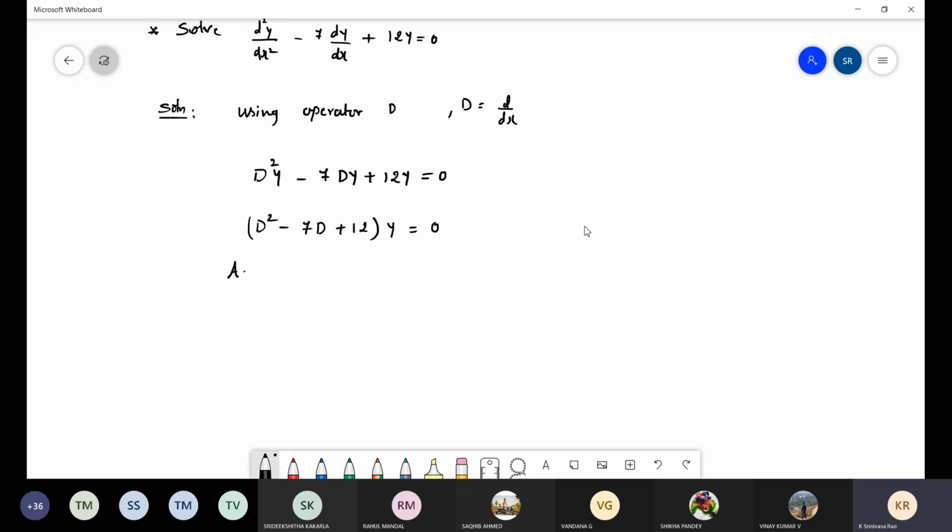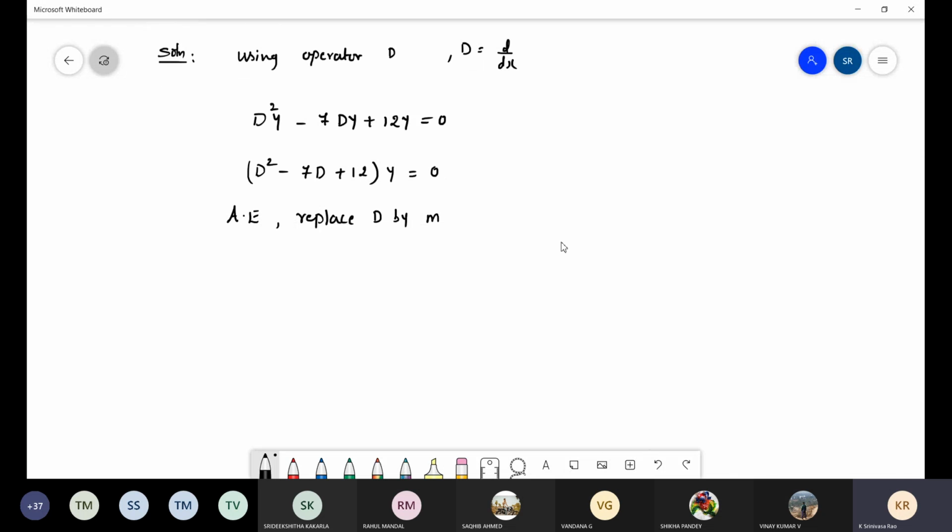Now the auxiliary equation. Auxiliary equation is nothing but replacing d by m. You will get m square minus 7m plus 12 equal to 0. In this case, don't consider y also. We ignore this y, and wherever d is there, we replace it by m, equal to 0. Now this is one quadratic equation in terms of m.